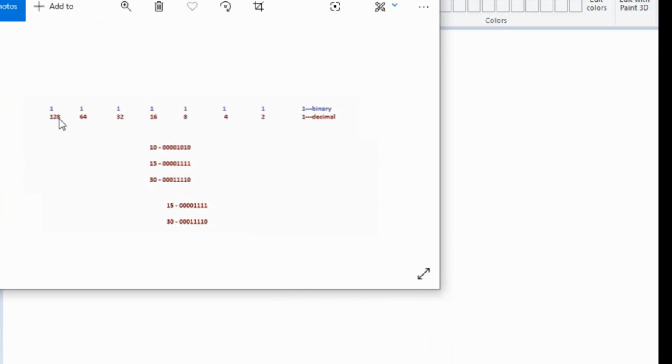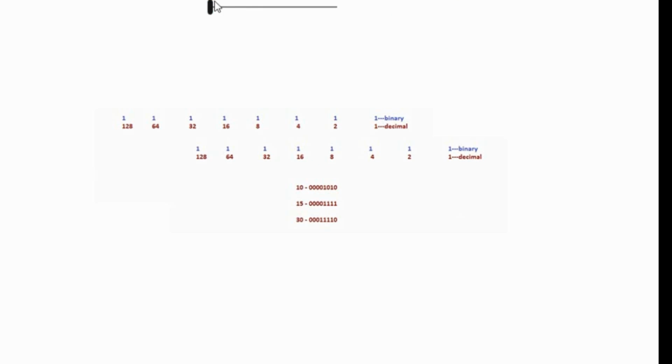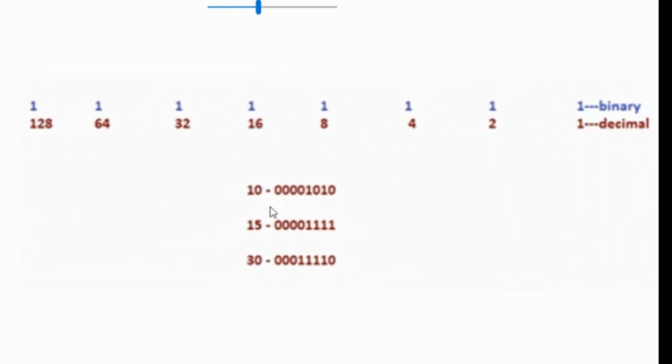To my lab that I've explained to you, over here 128, 64, 32, 16, 8, 4 and 2, which is one binary and one decimal. Okay, so I've explained how we can get from 10 decimal to binary, 15 decimal to binary, 30 decimal to binary. If I can zoom it a little for you, you can easily see it.